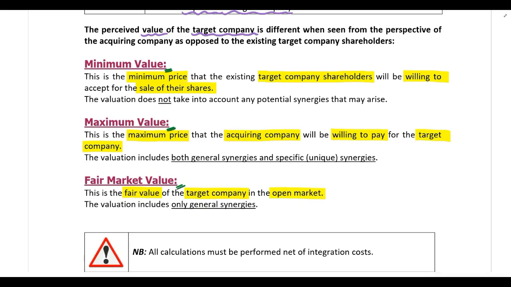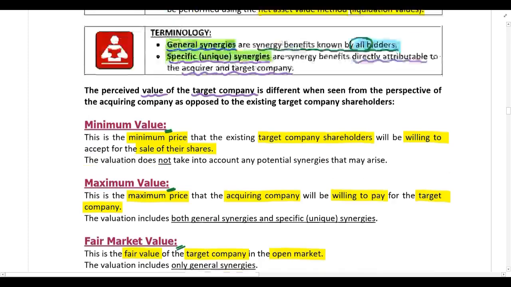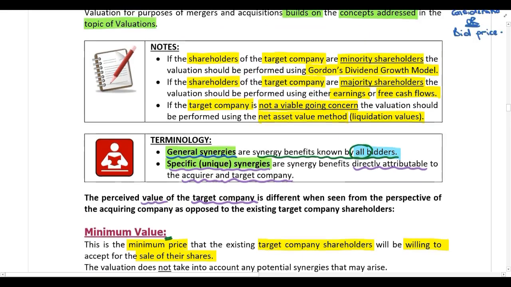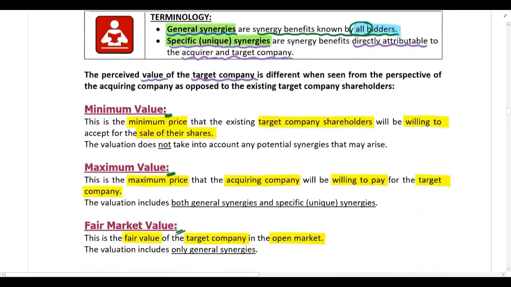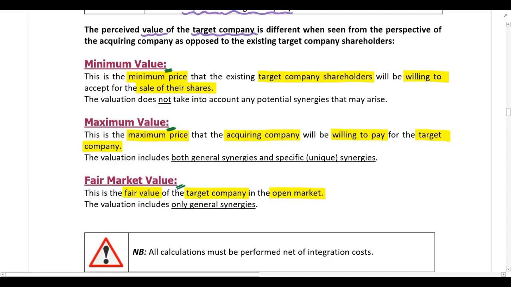So please note, guys, if you are required to calculate the purchase price of the target company, or if you have to value the target company, you can calculate three different values. You can calculate a minimum value, a maximum value, and a fair market value. There are three different values you can calculate, and it depends on whose perspective you are performing the valuation from.